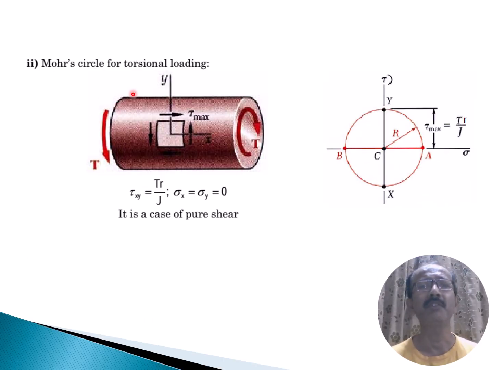Similarly, Mohr's circle for the torsional loading. Here only the torsion or twist is present. So that is the tau. Here tau xy is nothing but this value, and sigma x equals sigma y equals 0. So we plot this, and that should be the tau max. So the diagram of the Mohr's circle should be like this.